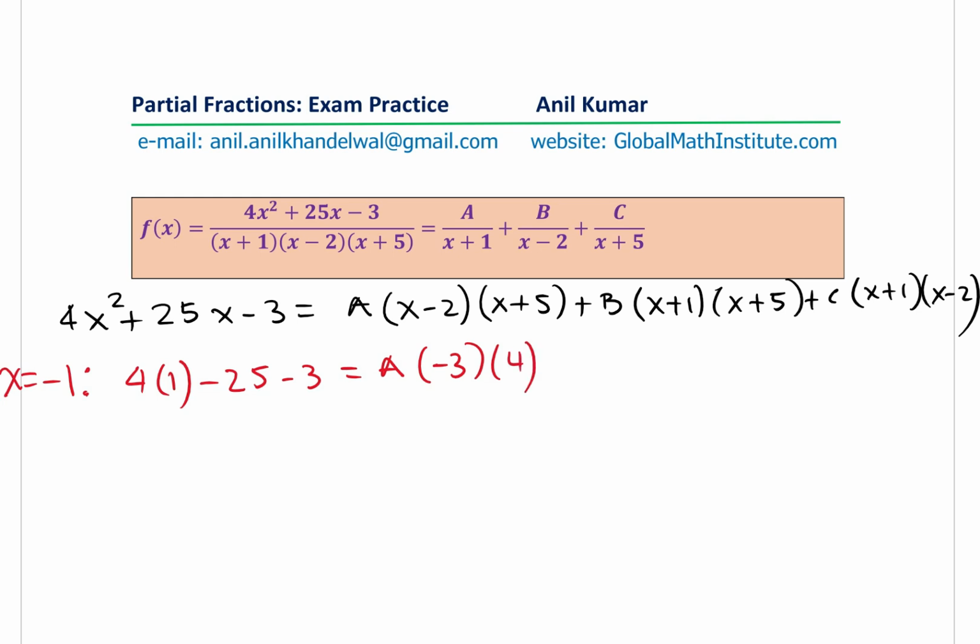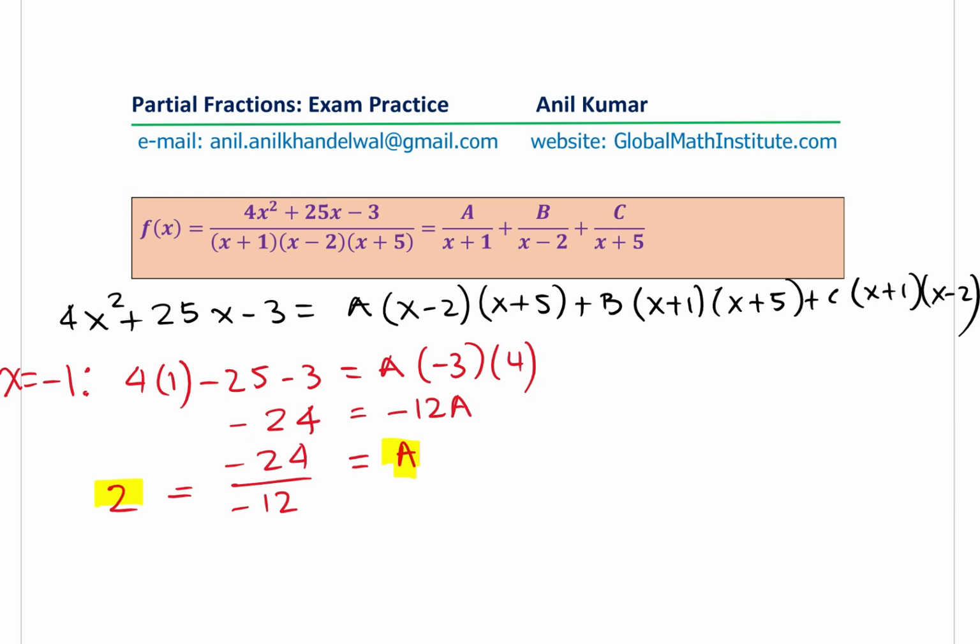So we got 4 minus 25 minus 3. So we get minus 24 here, right, with a negative sign. And on this side, we get minus 12a. So clearly, the value of a is minus 24 over minus 12, which is indeed equal to 2. So it is exactly the same answer which we got last time, correct? So that is with x equals minus 1.